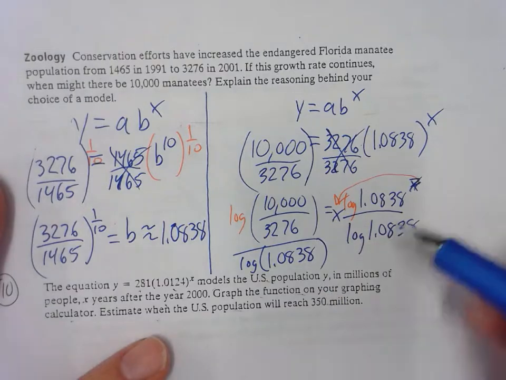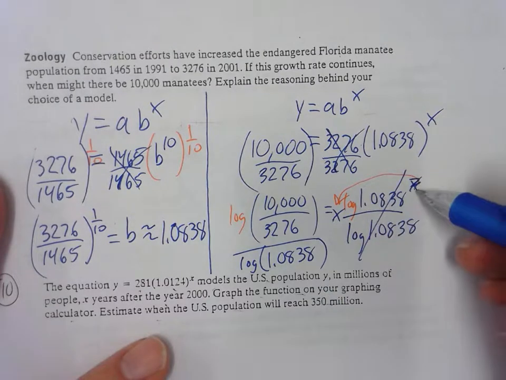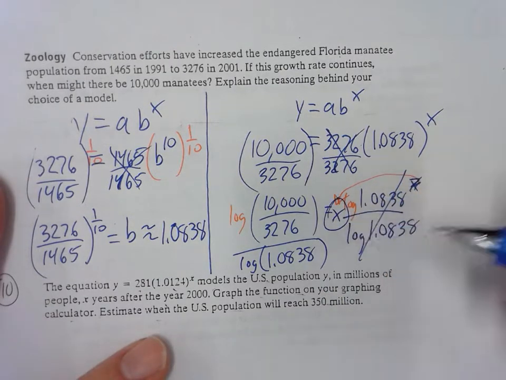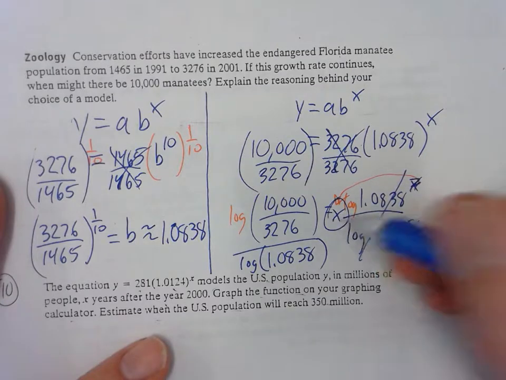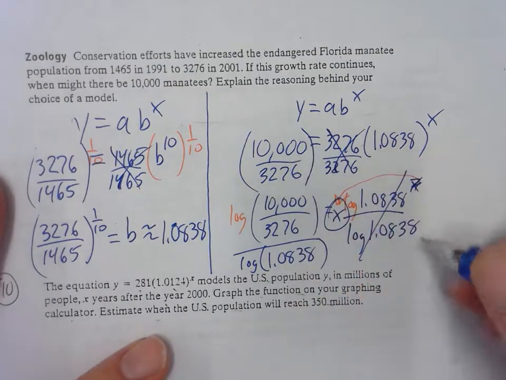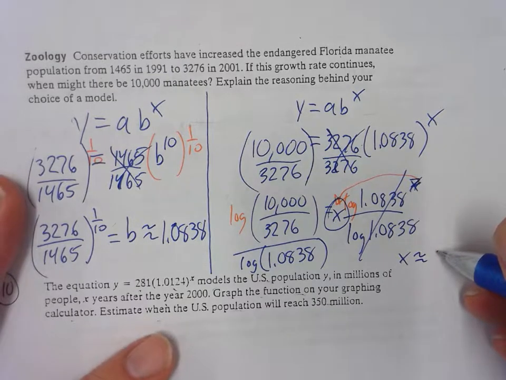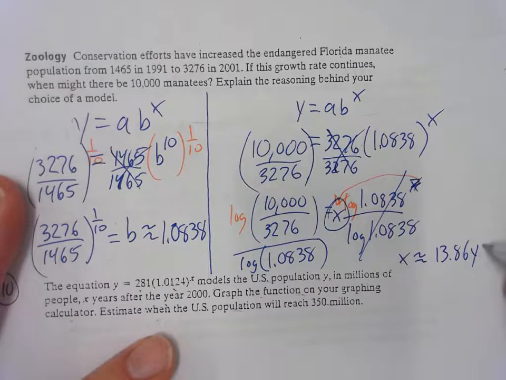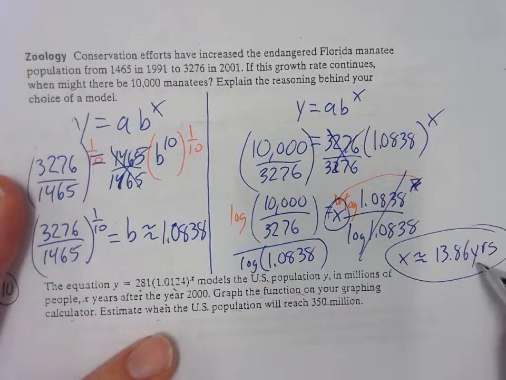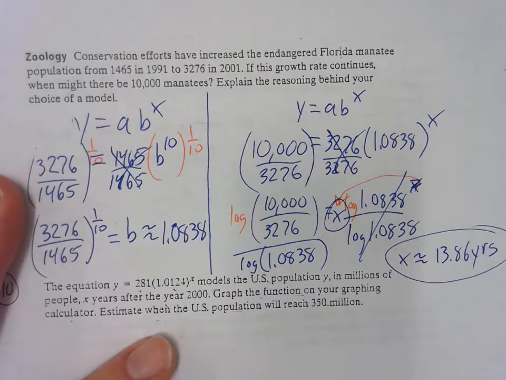So this cancels out. The x went to the front. The logs cancel out. See, x is by itself because those are gone. That went to the front. We type all this in, and we get x is approximately 13.86 years. And that's 13.86 years past 2001.